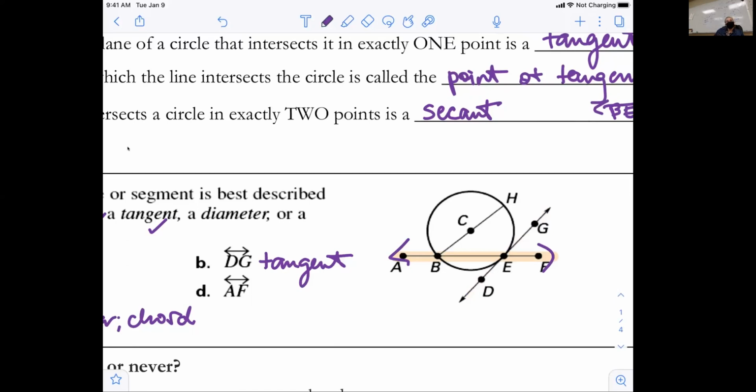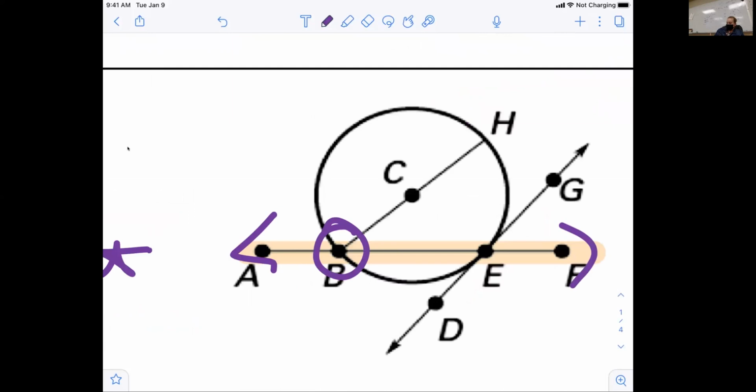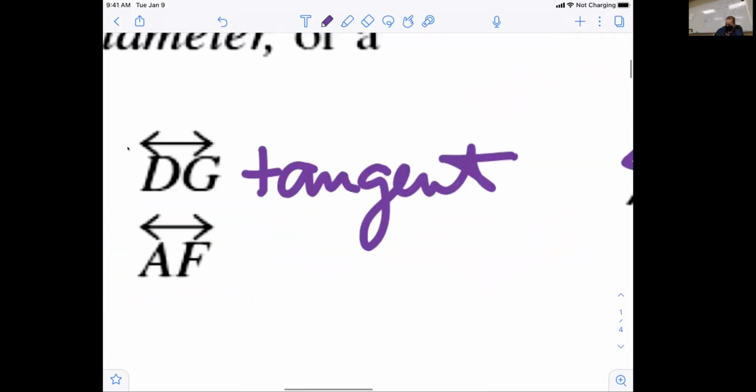Caleb? It's a secant, very good. So see how it connects at 2 points? It crosses a circle at B and at E. So since it goes through 2 points, it's the secant.